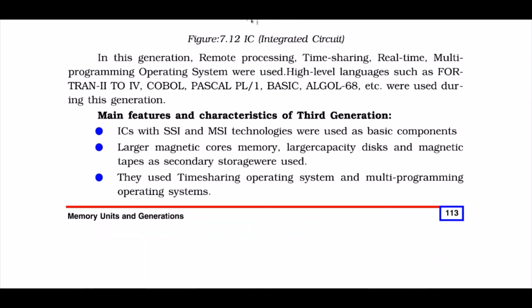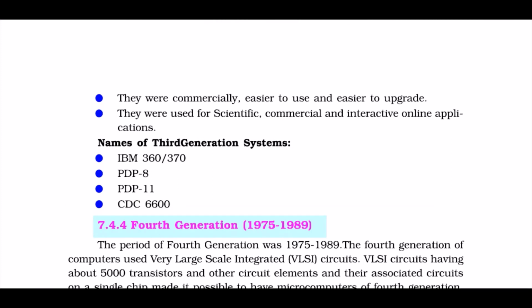This generation was the first with ICs of SSI and MSI technology. Larger magnetic core memories were used, and larger capacities with magnetic disks and tapes. With time sharing, they were commercially easier to use. That is why they were used scientifically and in more commercial applications. A few examples of third generation computers are IBM 360, 370, PDP-8, PDP-11 and CDC 6600.